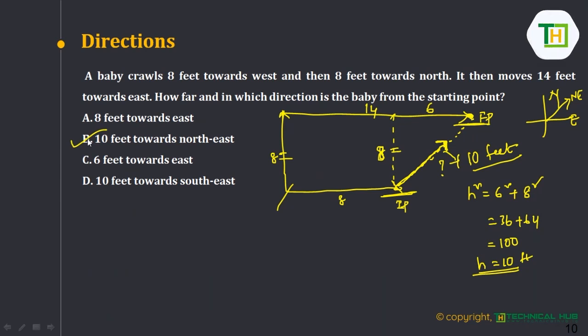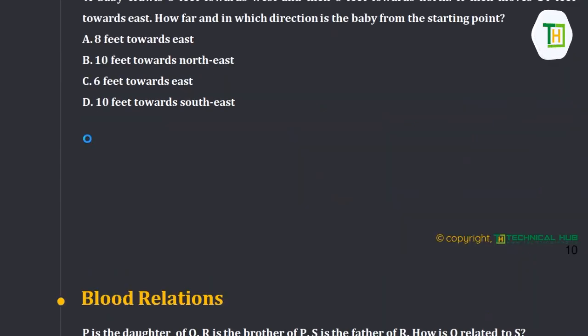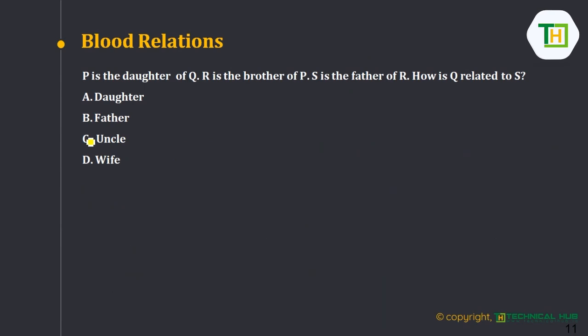Very good. Some students have written the entire answer. That is very appreciable instead of giving option B. That's fine. Whether they give option B or they have written 10 feet towards northeast, both are correct. But I am still expecting many more students to give the response. I'm getting only from 15 to 20, not more than that.